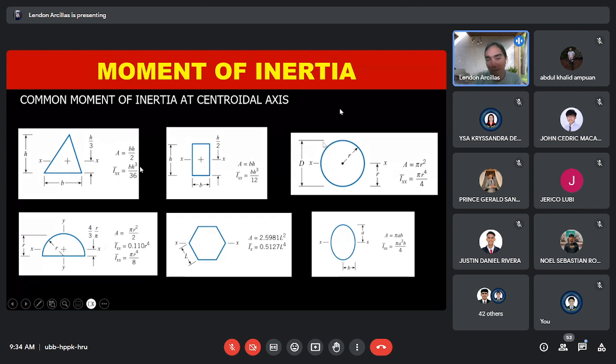Pag circle, ang gagamitin natin inertia is pi r to the 4 over 4. Ito lang naman yung focus natin, mga inertia. Pag rectangle, yung sinubmerge natin sa tubig or sa any liquid, bh cube over 12. Tatandaan nyo yan ha. Ito yung laging ginagamit natin. Pag triangle naman, that is bh cube over 36. So mostly ito yung mga ginagamit.